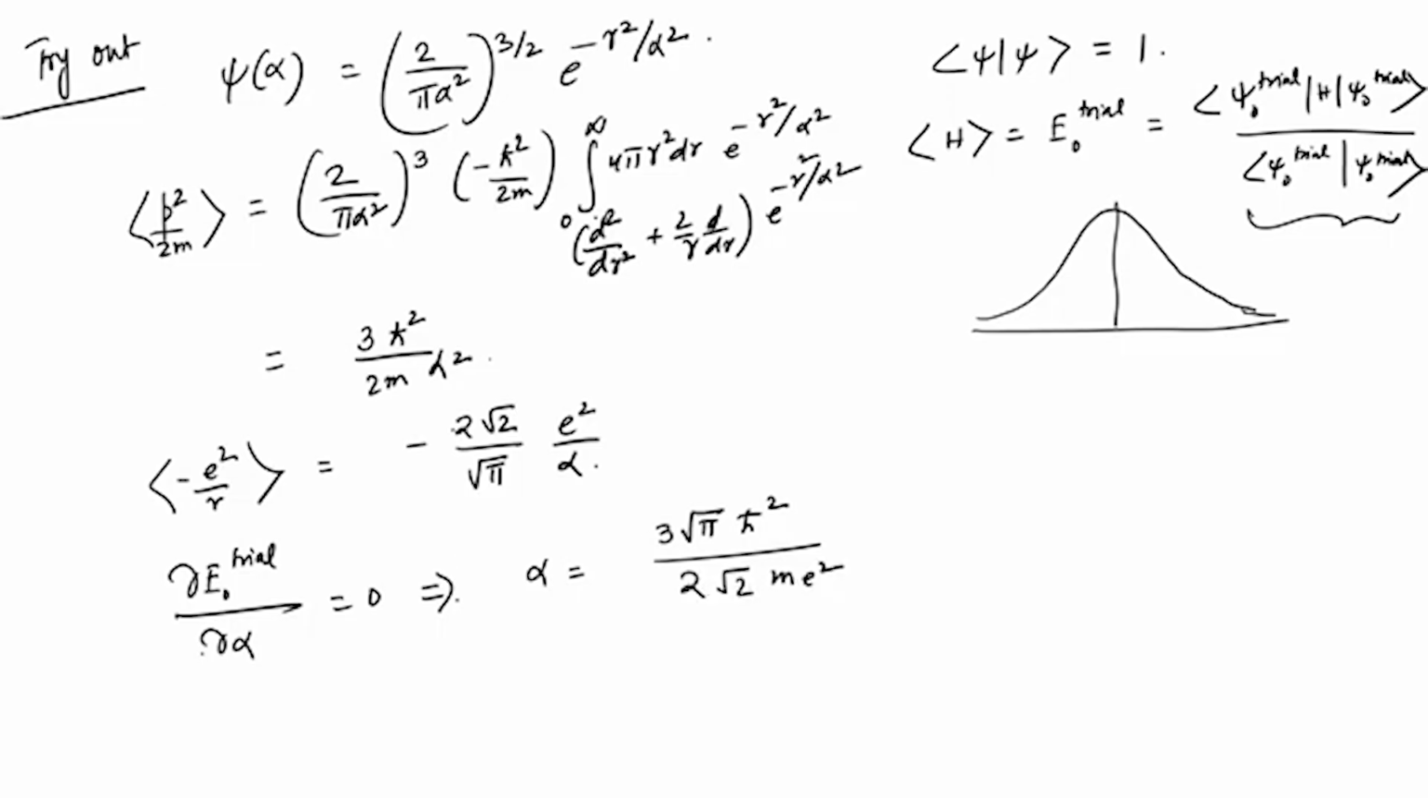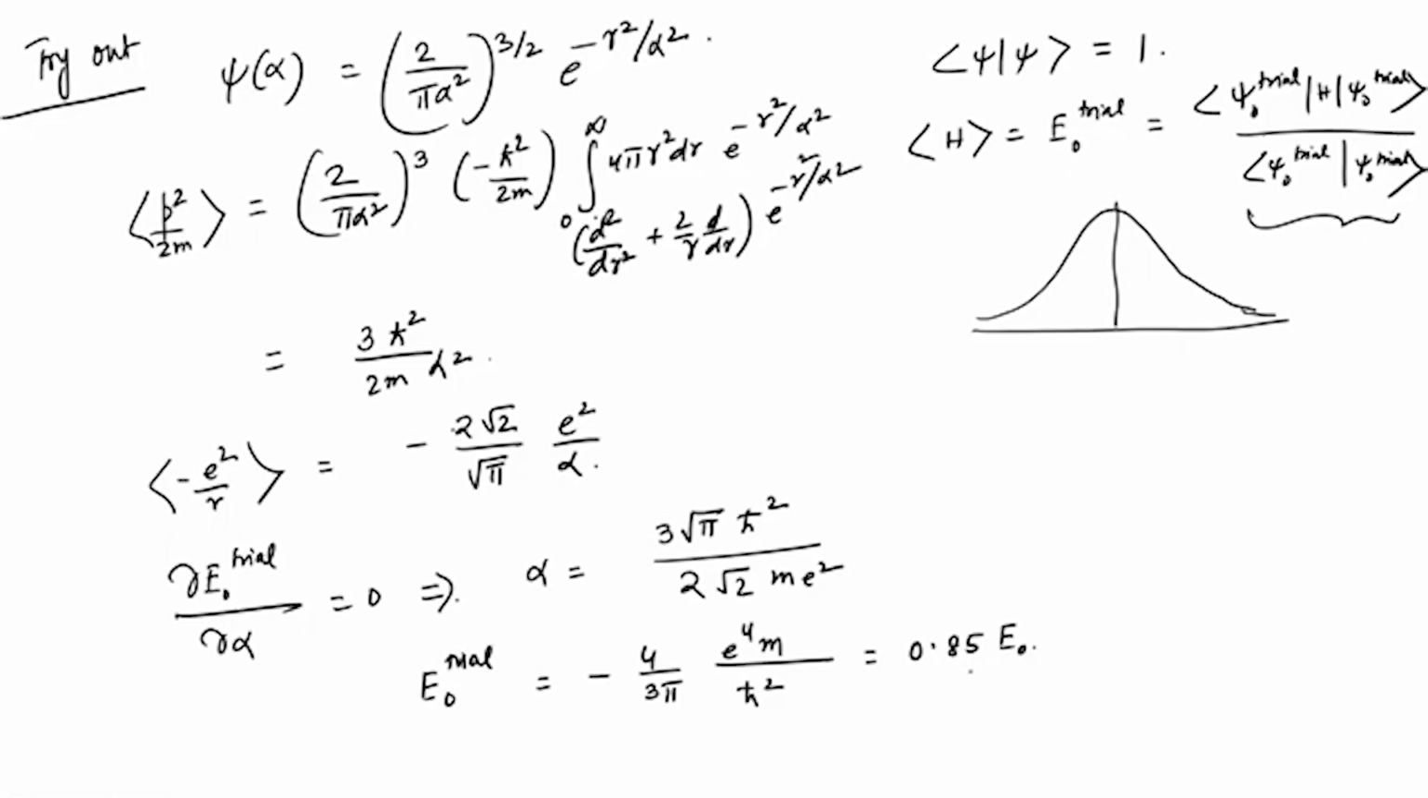Now, I leave it for you to do this algebra, but this is what you get for alpha, the variational parameter. Interestingly, this variational parameter gives the estimate for the ground state energy to be equal to minus 4 over 3 pi times e to the power 4 m over h cross square, and this really is 0.85 times E 0. So, E 0 is minus 13.6.